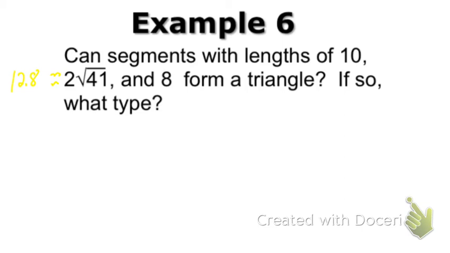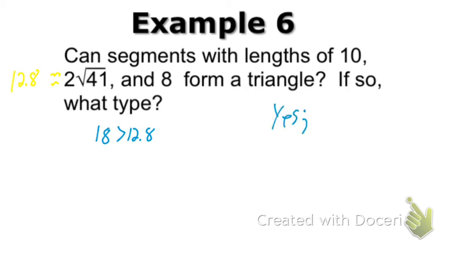Very good. Add up the 2 smallest. So what's 10 plus 8? 18. Is 18 bigger than 12.8? Yes. Now, 12.8, is it exactly 12.8? No, but it's close. Okay. And is it easy enough for us to tell 18's greater than anything even close to 12.8? Yeah. So we can say, yes, it does make a triangle.